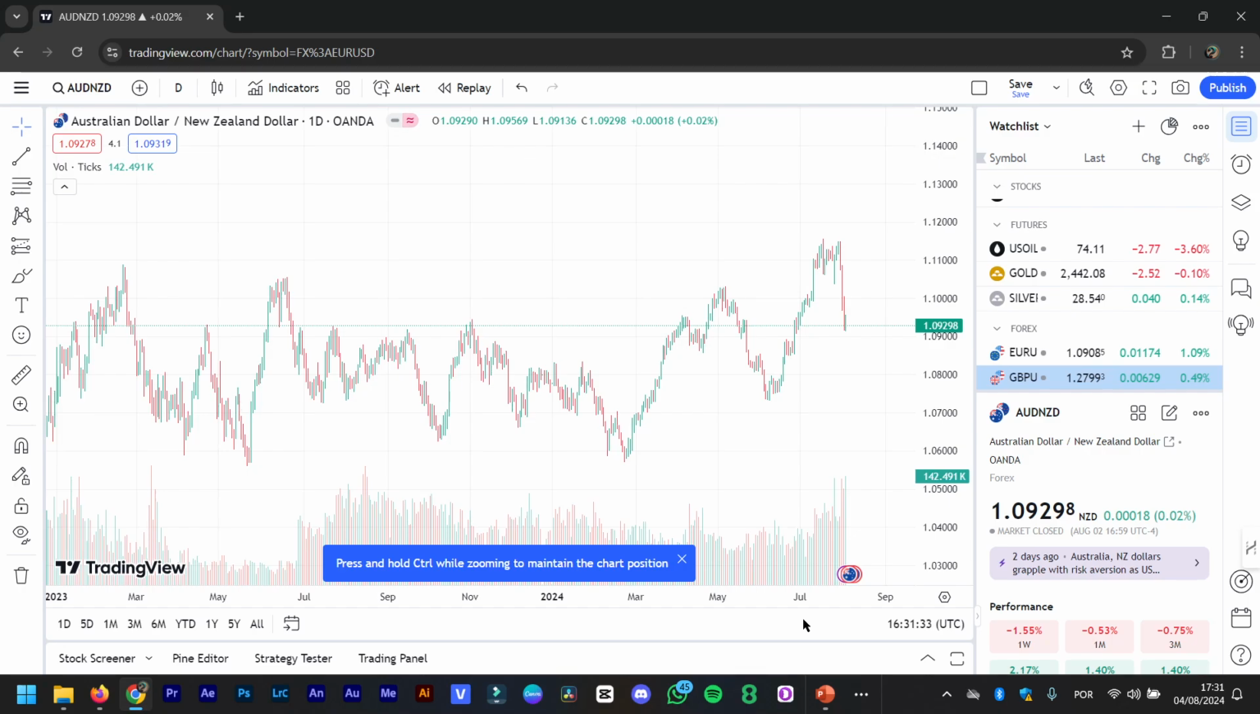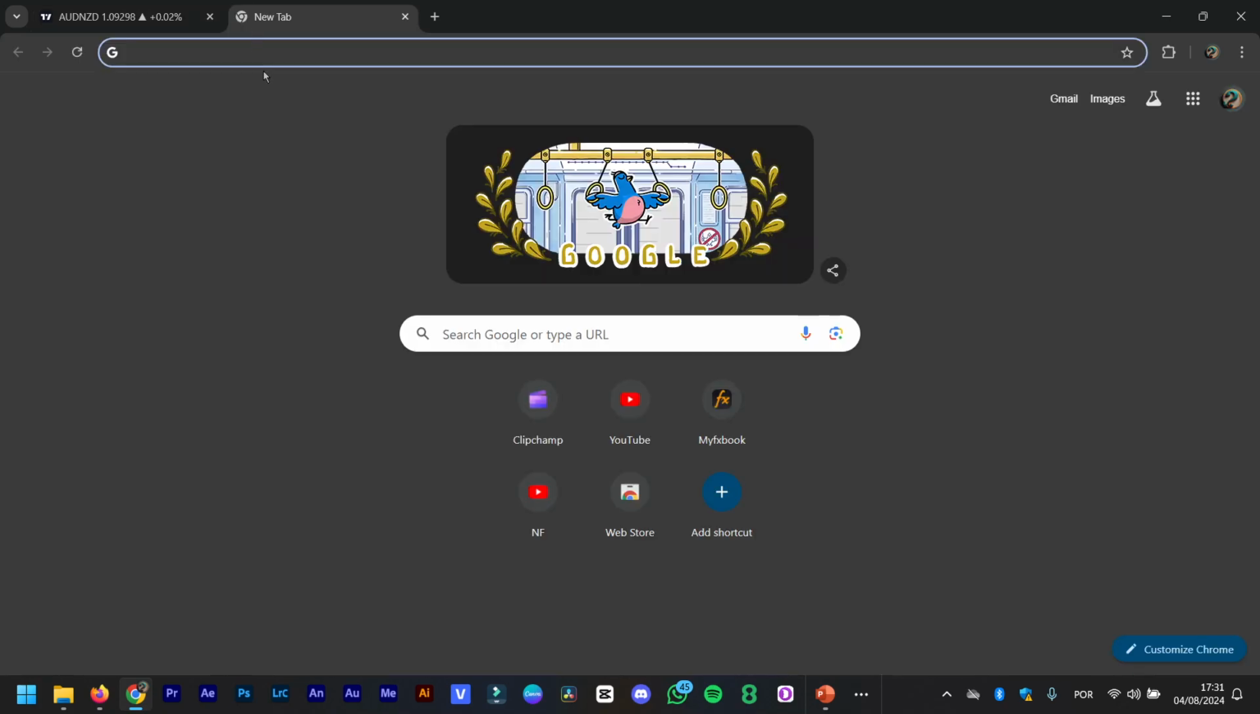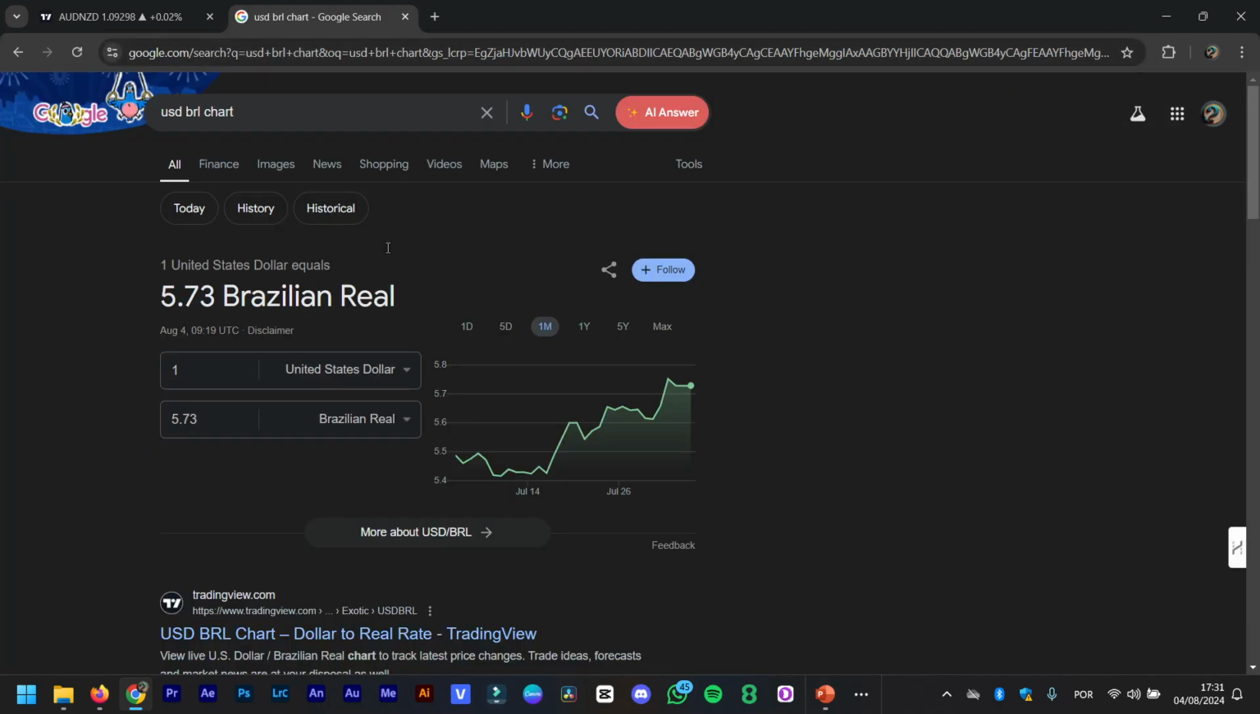So for example, guys, I am Brazilian. So my exotic pair would be USD/BRL. If you don't know, the currency we use in Brazil is the real. So if you're going to be trading in my currency, it would be something like this. For example, the USD/BRL chart. This is an exotic pair.